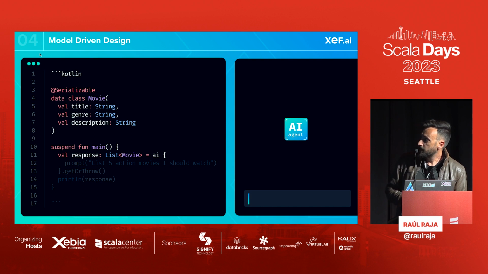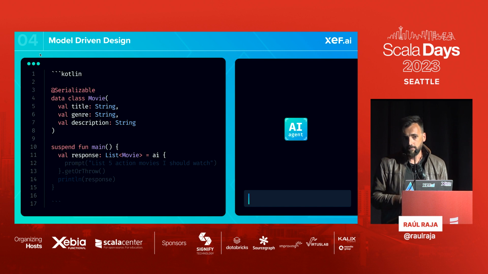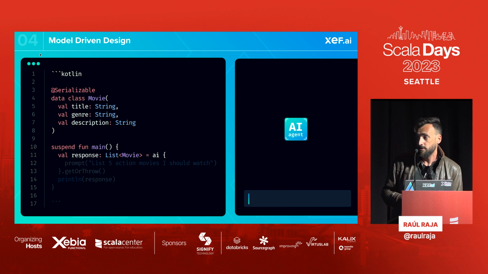One of the most interesting features of the library is that you can actually have the AI speak your modeling language. So you don't need to worry about how to manage the response of the AI and how that fits in your mental model of what you're modeling. For example, here we are just using a simple model to represent what a movie is in our application. It has a title, a genre, and a description.